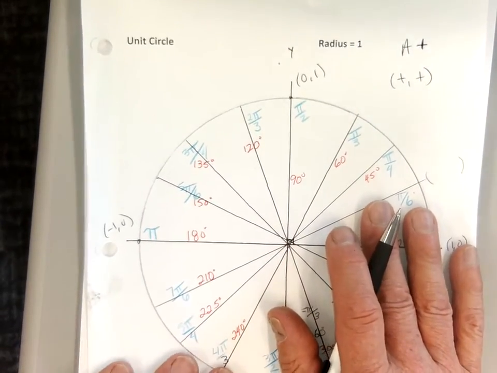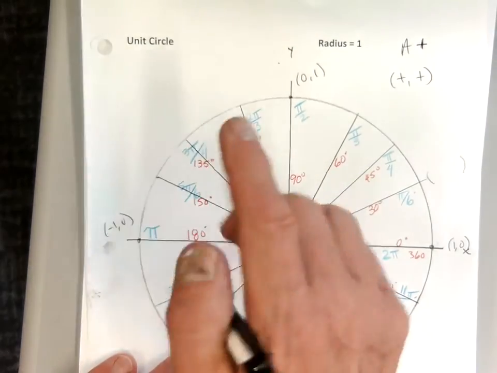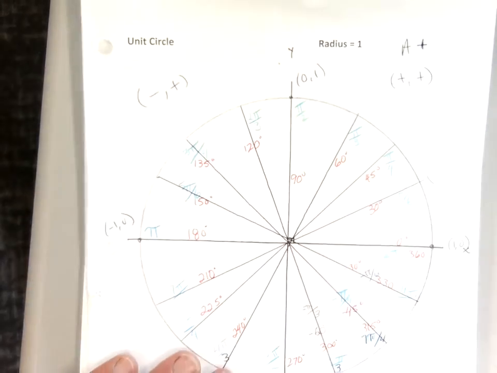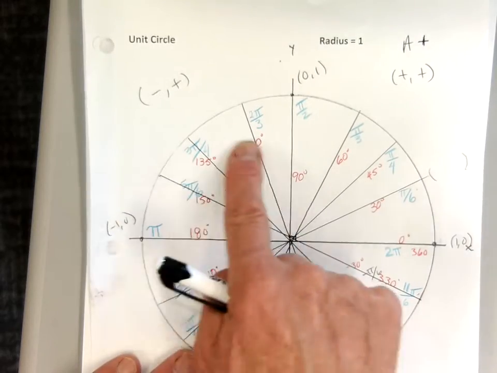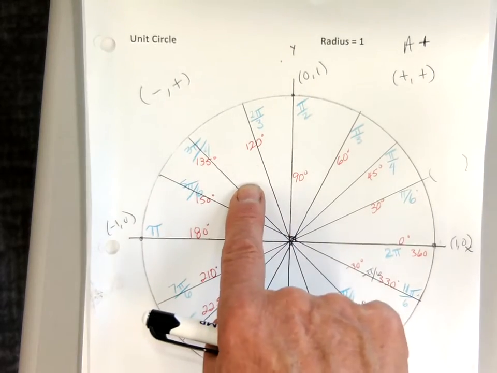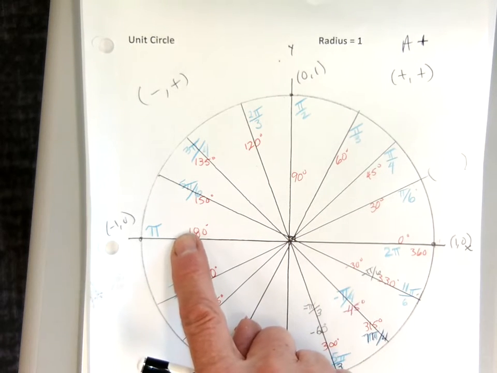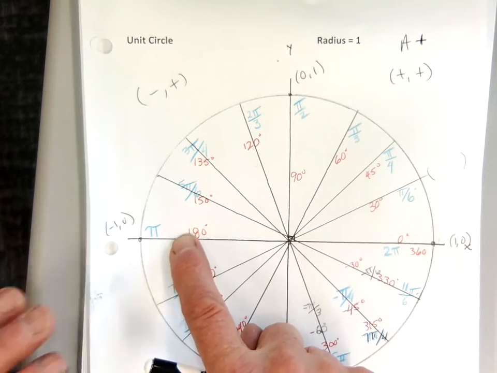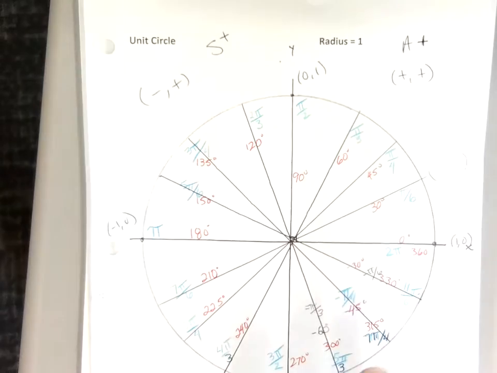Now we're going to use our brains. Quadrant 2. Tell me about a point in quadrant 2. What is positive in quadrant 2? The y, which is the sine. Cosine's negative. You guys agree with that? Which would make tangent negative also because you'd have a positive with a negative. So we're going to say S positive because the sine is positive in quadrant 2.